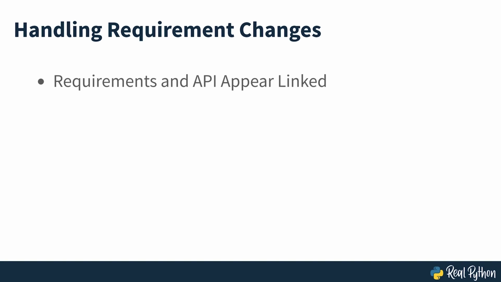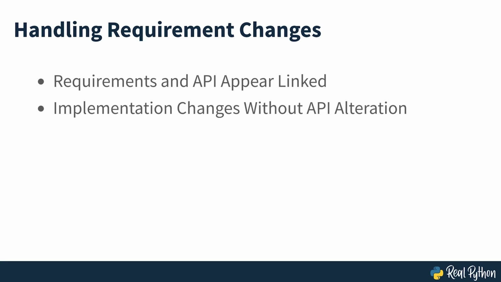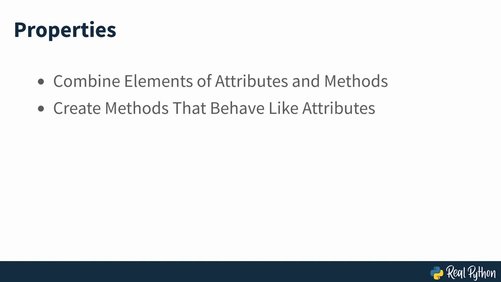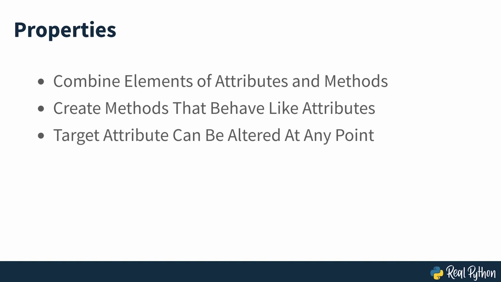Unlike Java and C++, Python provides handy tools that allow you to change the underlying implementation of your attributes without changing your public API. The most popular approach is to turn your attributes into properties. Properties represent an intermediate functionality between a plain attribute or field and a method. In other words, they allow you to create methods that behave like attributes. With properties, you can change how you compute the target attribute whenever you need to do so.